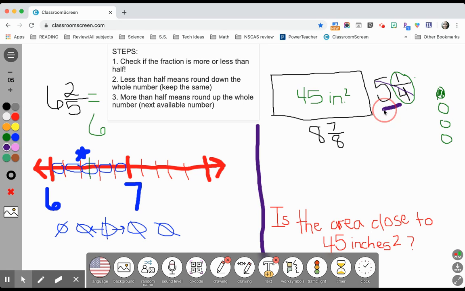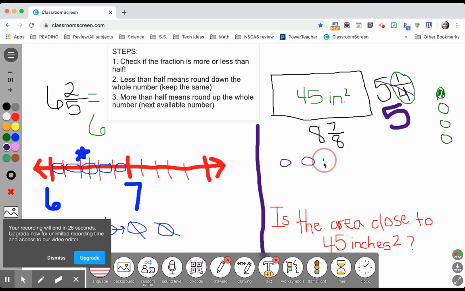This is now 5. Okay, I'm going to look at this one here, 8 7/8. 7/8 seems like a lot to me. Okay, so if I have 8 objects, all of them except one are being used. Okay, so this one's obviously going to round up to 9 because more than half means I round up.